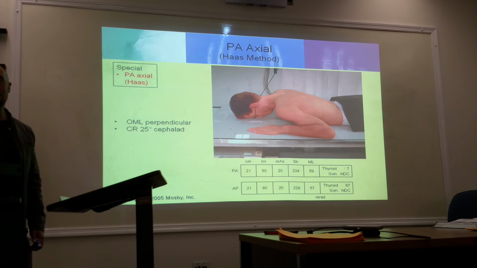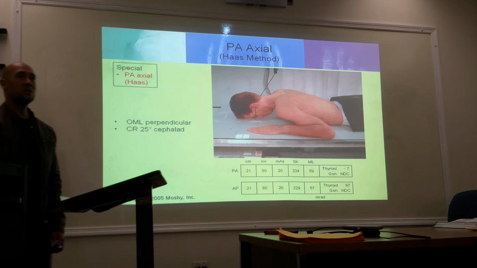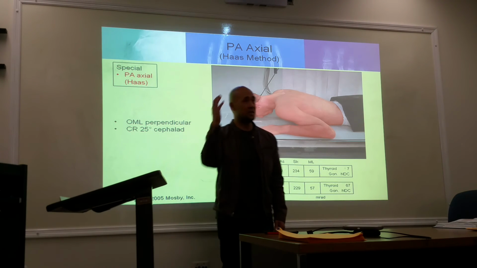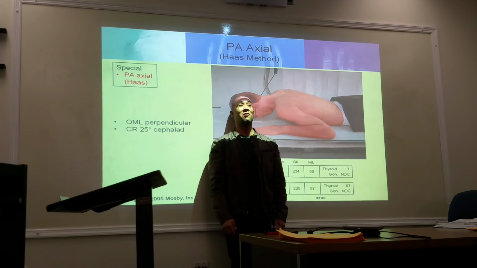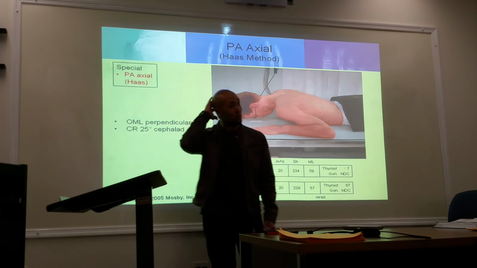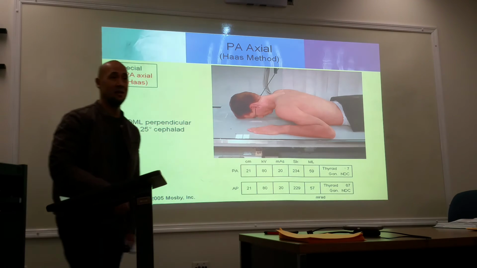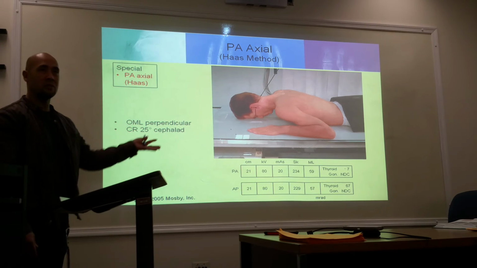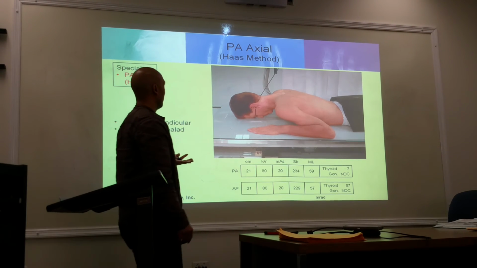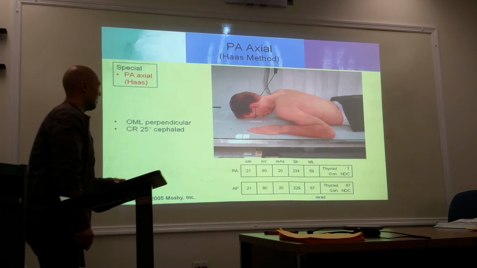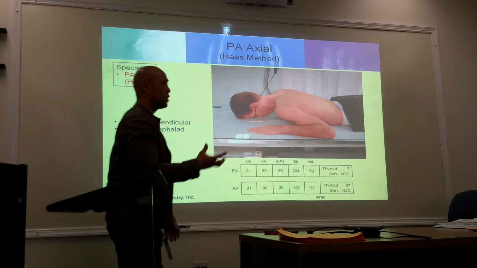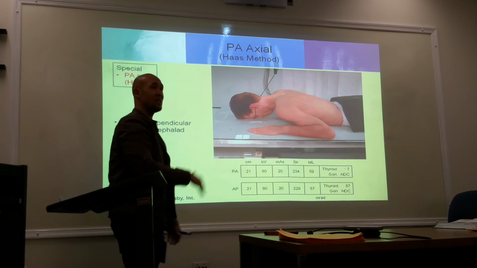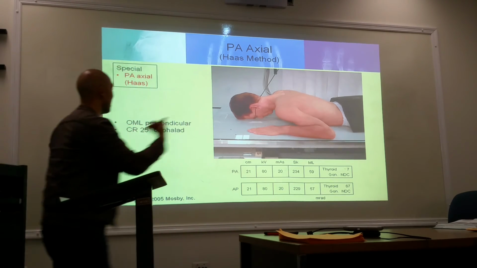The PA axial. Remember the Towne's? The patient has a head injury to the back. They're lying down. What if they can't put pressure on the back of their head? This is the opposite view. It's called the Haas method. Why not just call it the opposite Towne's method? Because Haas figured it out. So this is just the opposite. We're still looking at the occipital bone, but now everything is reversed. We're going to do PA, and instead of angling towards the feet, we're going to angle towards the head.